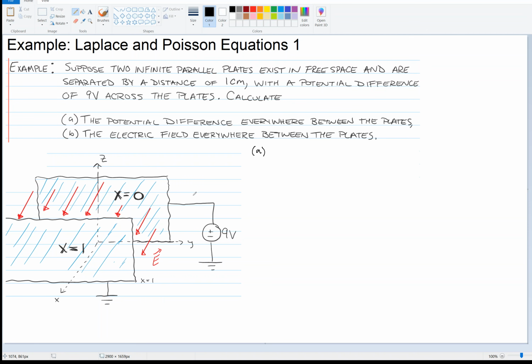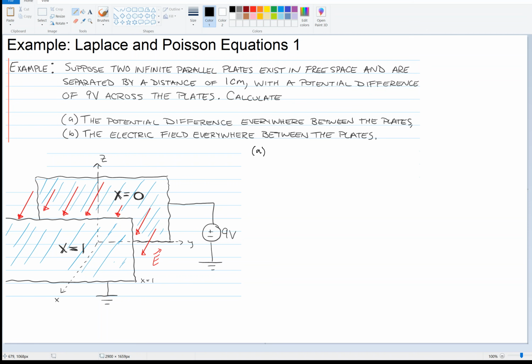And then I've chosen x equals 0 because 0 is a nice number, and I've chosen to give that 9 volts, and then x equals 1, so this is 1 centimeter over here, and that one is grounded. And so that way the electric field, which goes from positive to negative, points in the positive x direction. So we're working with positive numbers here.